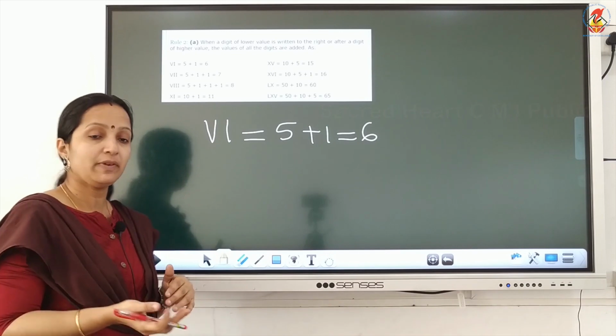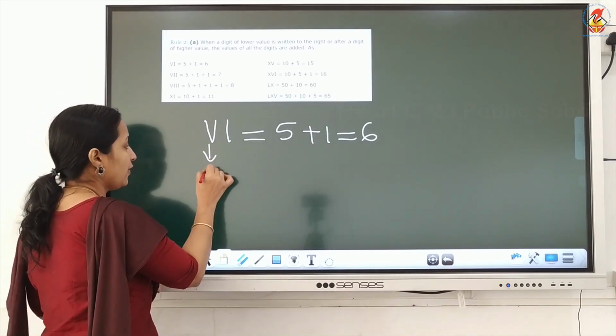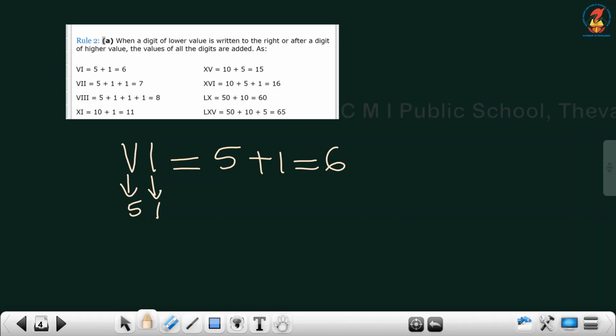This is 5 and this is 1. 5 or 1, which is the biggest number? 5 is the biggest number. If a smaller value is on the right side, we have to do addition. What is the second rule? If a smaller value is on the right side, you have to do addition. We know that X is 10, V is 5. 5 is smaller than 10. So what do we have to do? You have to add it. 10 plus 5, what is the answer?